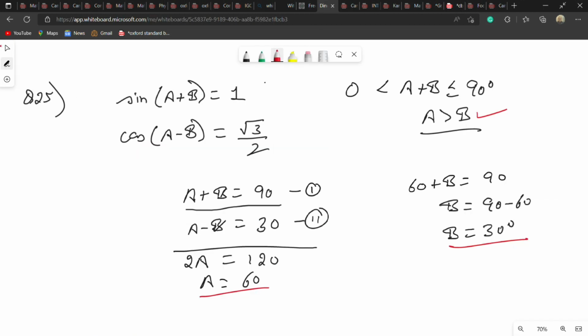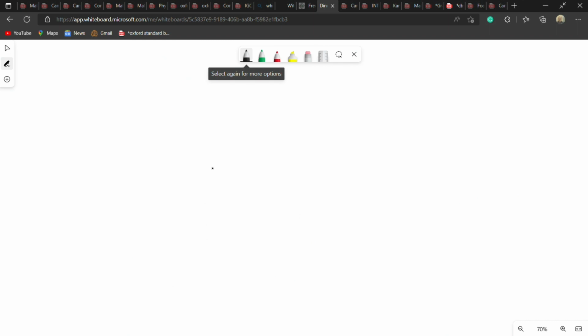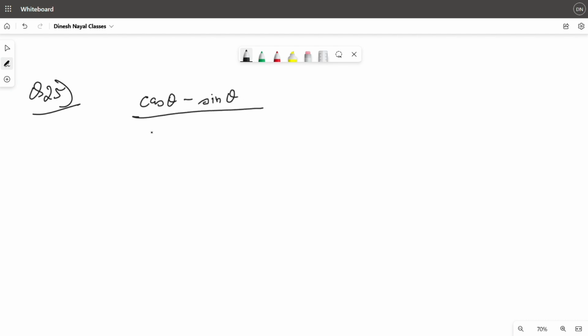So let's write it. We have been given an equation which states that this is question 25, b part, the alternate part. So writing the question: (cos theta minus sin theta) upon (cos theta plus sin theta) is equal to (1 minus root 3) upon (1 plus root 3).